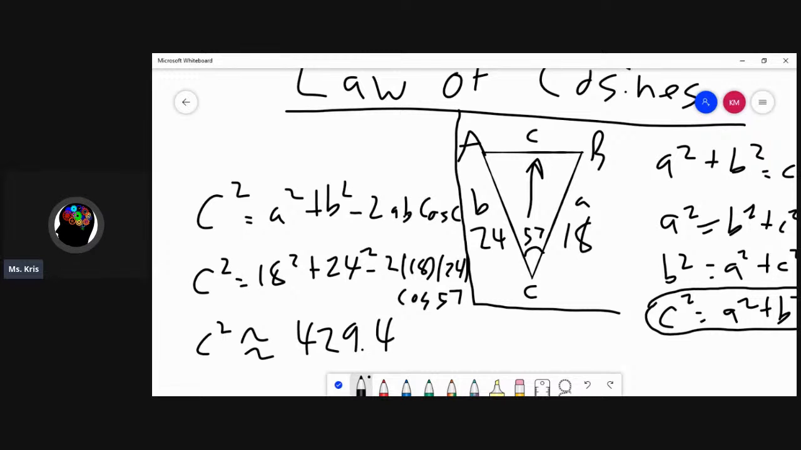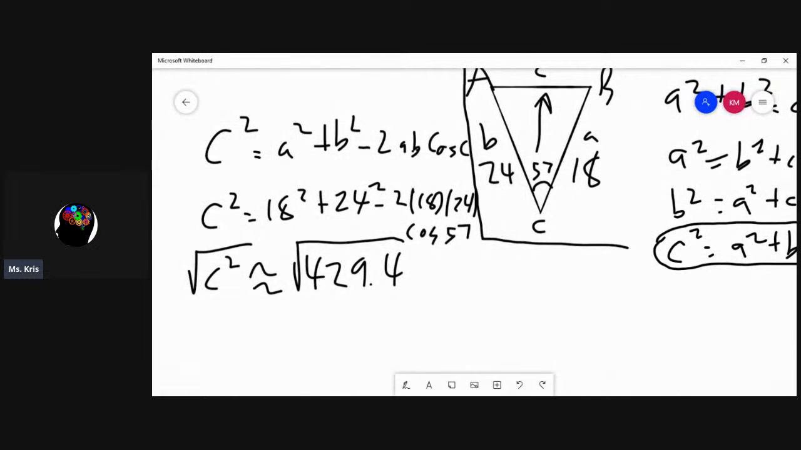We still need C. How do I find C? By taking the square root of C squared on both sides. Take the square root of C squared and the square root of the number on both sides. And of course, the square root of C squared is C. And the estimated answer, or the rounded answer, is 20.7.